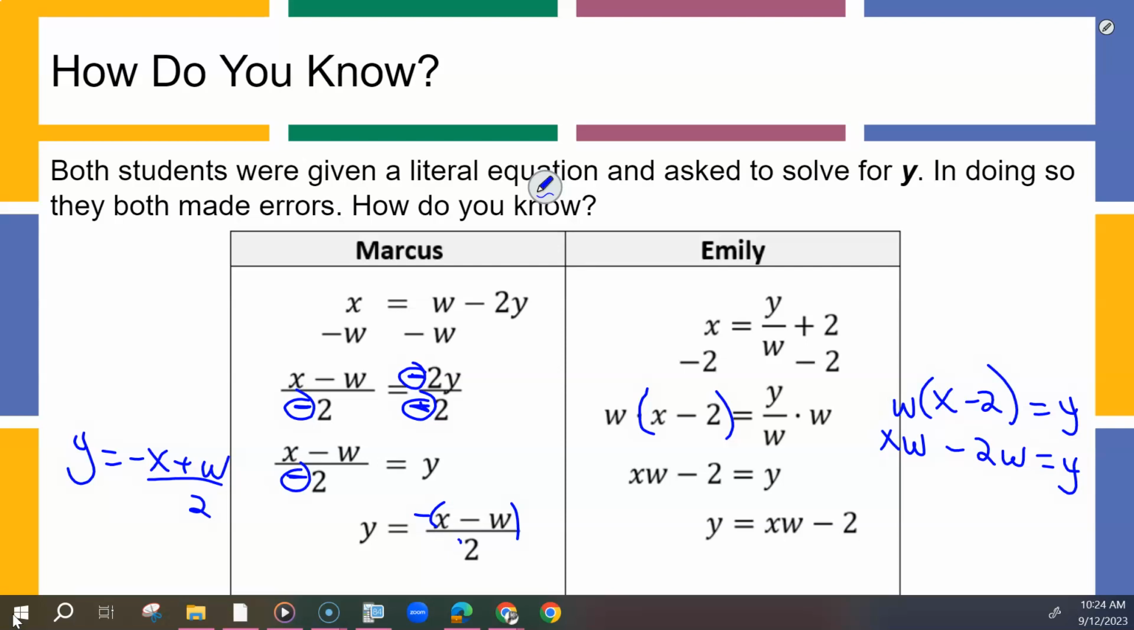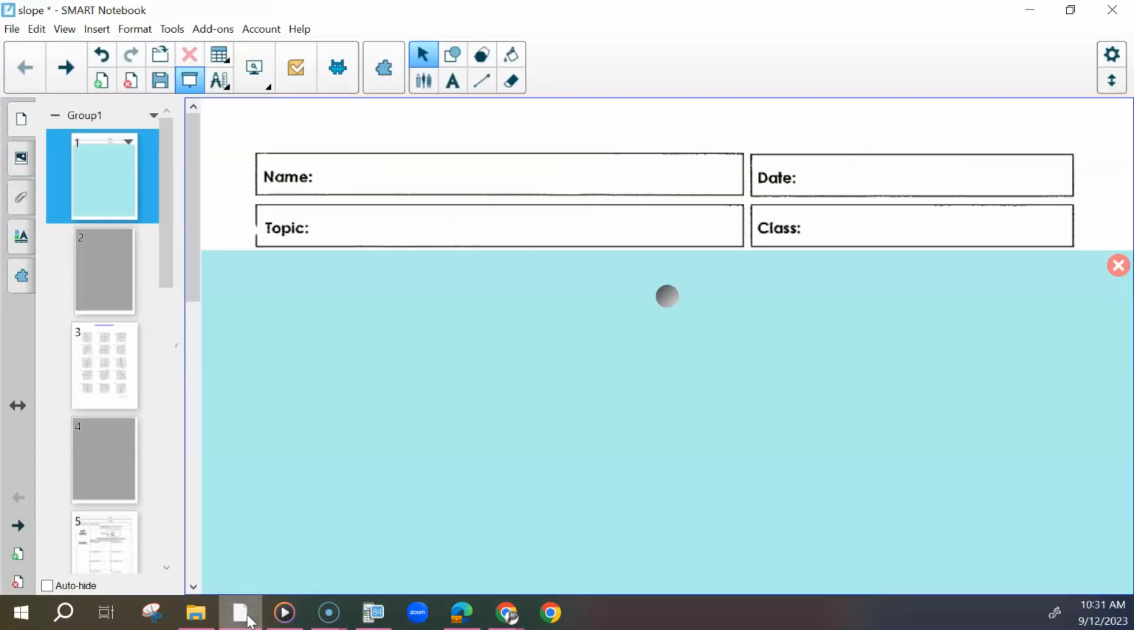So this should look familiar because that's what we just finished doing. Before we talk about this, we'll finish it after.